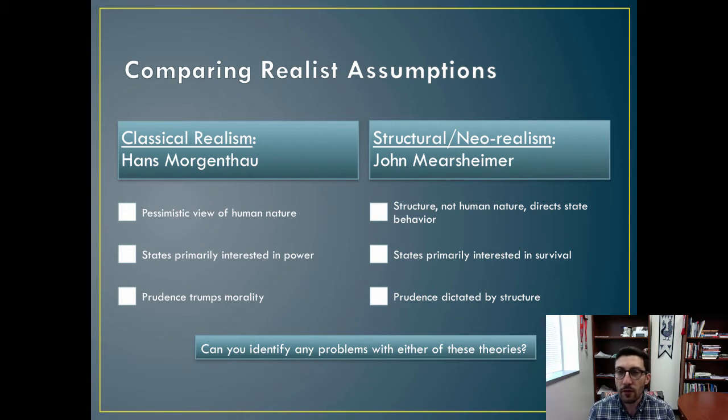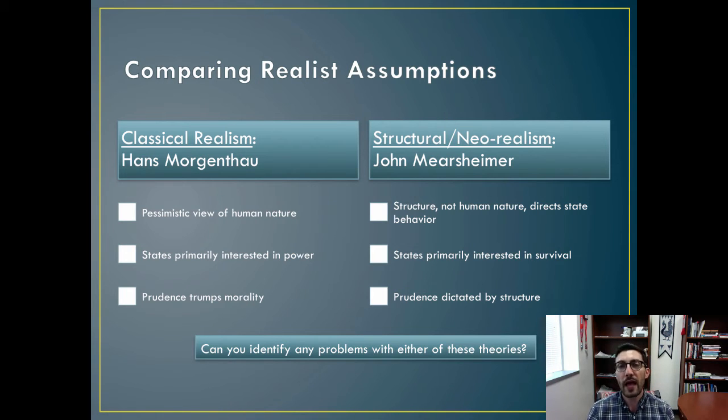Now, given that these are theories that don't claim to explain absolutely everything, I want you to take a moment and think to yourself if there's any problem with any of these theories. We have here the classical realism branch represented by Hans Morgenthau, and then the structural or neo-realist branch represented by the work of John Mearsheimer. Is there anything that they might have left out of the equation in trying to understand how states behave?